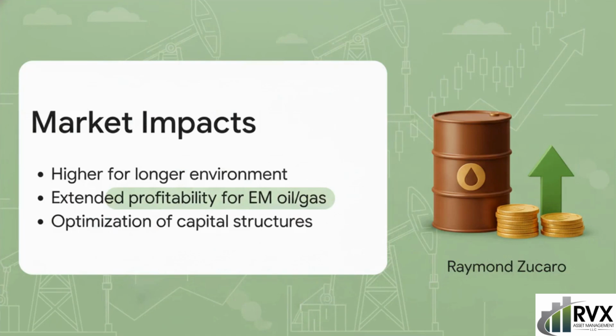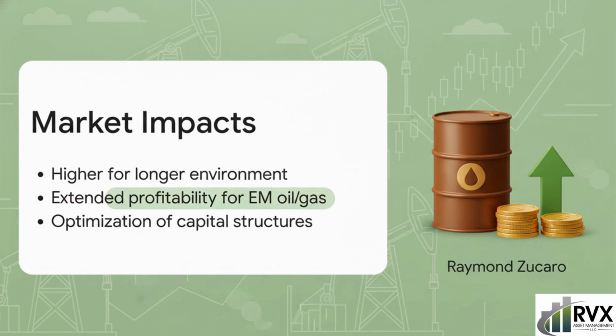So, what does this chaotic volatility actually mean for an investor trying to map out their portfolio? Well, because of this continuous, unresolved disruption in the Middle East, Zucaro maintains we are firmly stuck in a higher-for-longer environment for energy prices. But the crucial takeaway is how specific companies are utilizing this environment. This creates an extended, highly lucrative profitability window, especially for high-beta emerging market oil and gas producers.